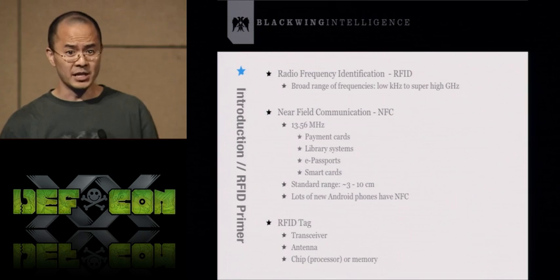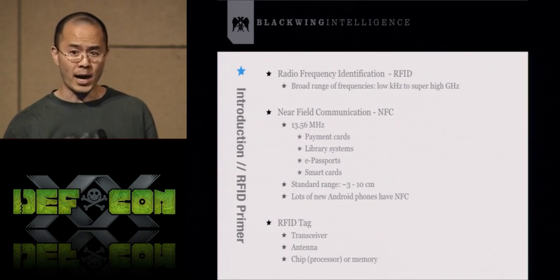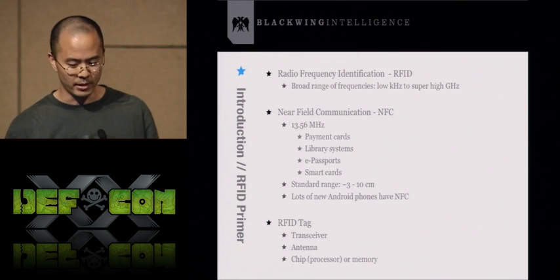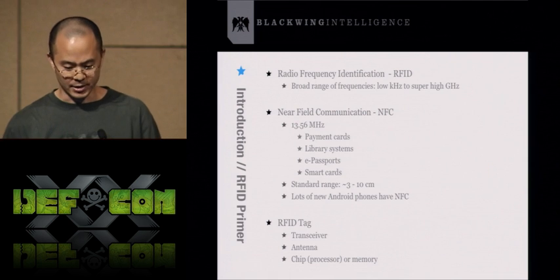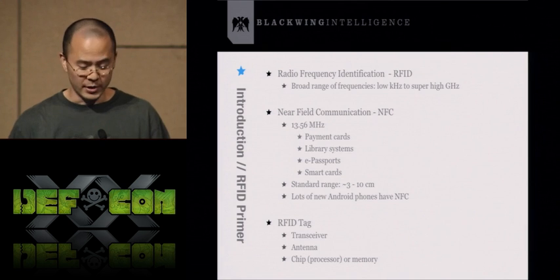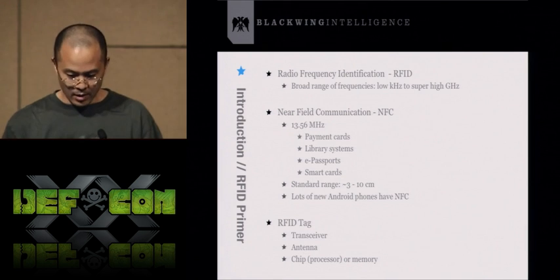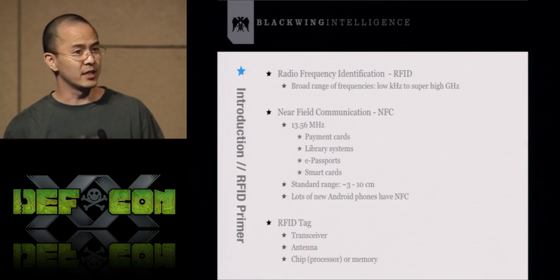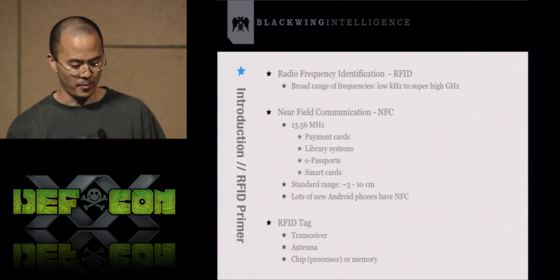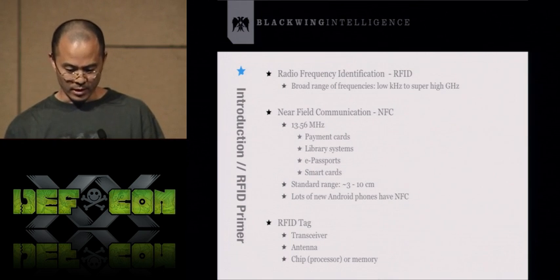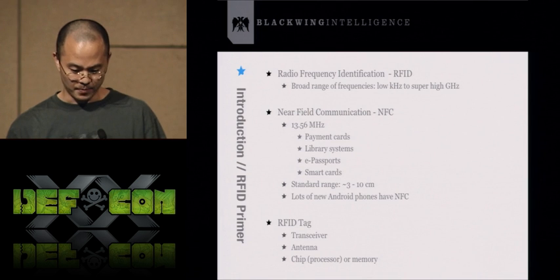RFID works on magnetic induction, so the reader will power a passive tag. So there actually is a finite distance, probably, in terms of read distance, probably limited to about 50, 60 feet. I don't know, other people have done research on that. There are a lot of new Android phones coming out with NFC. NFC isn't as abundant over here in the US, but you can find it in places like Japan. It's a lot more common over there.